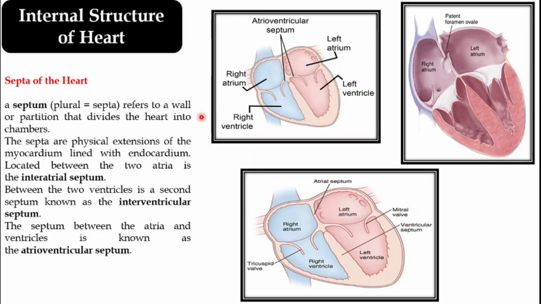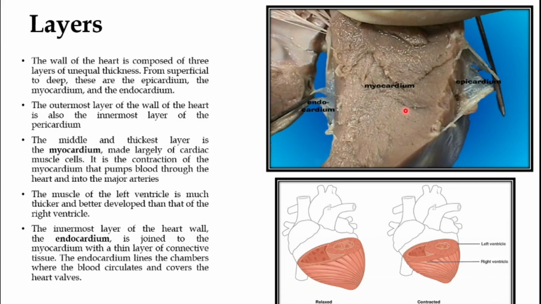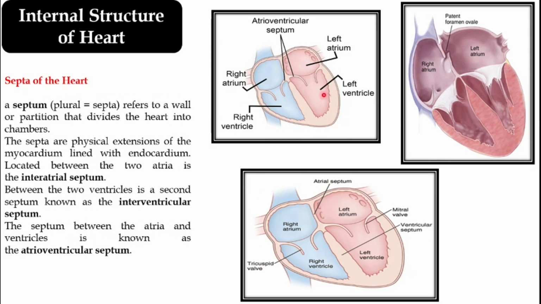Now let's talk about the internal structures of the heart. Internally, how does the heart look and what are the structures which are present internally in the heart. Previously we discussed only the surface of the heart, the structures which are present on the surface. Now we are looking at the interior of the heart.